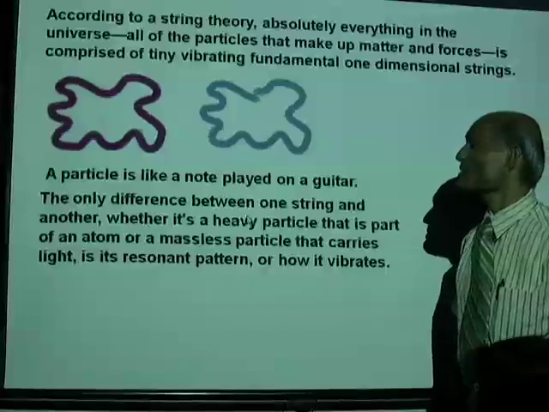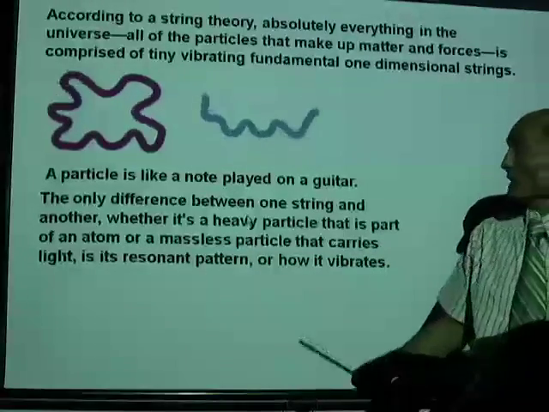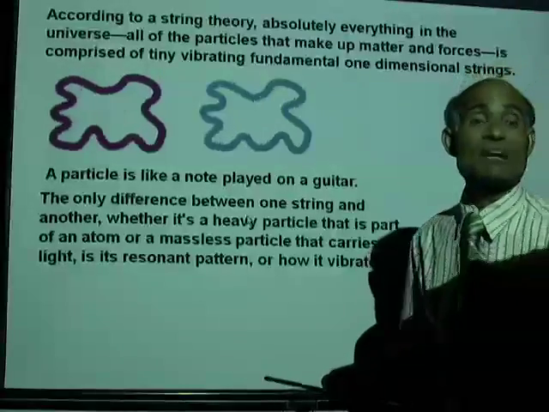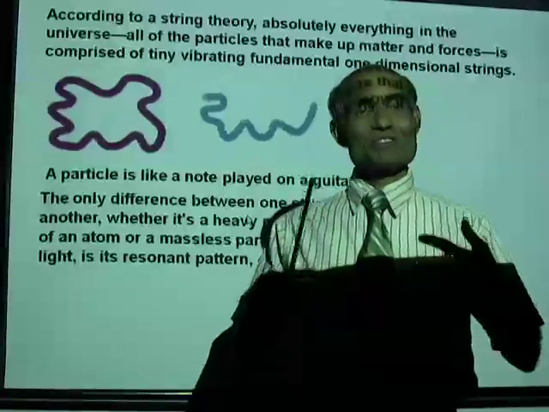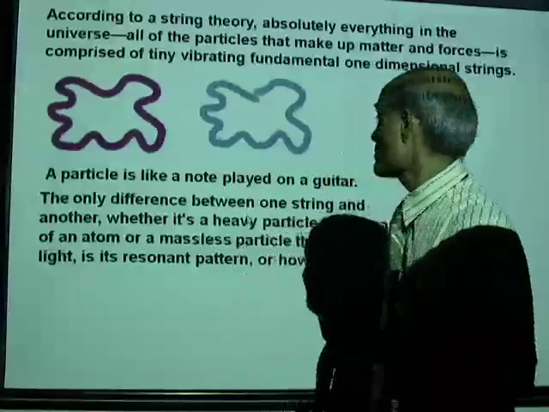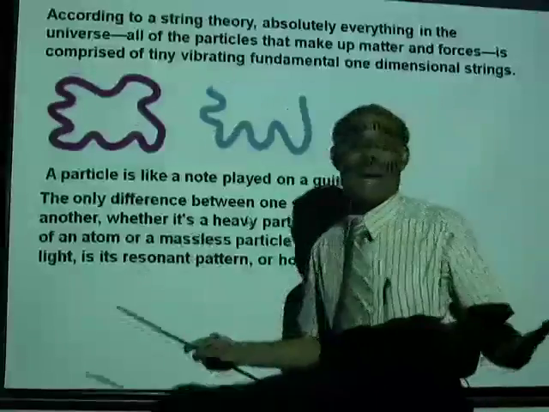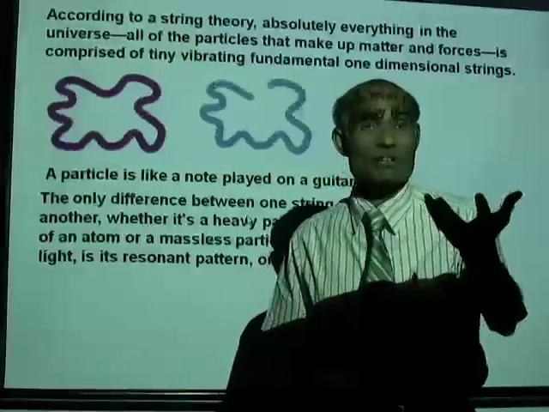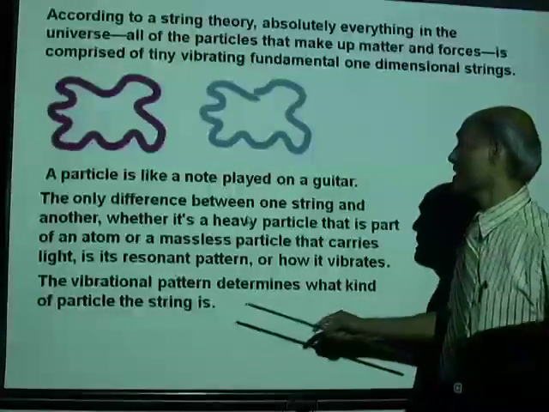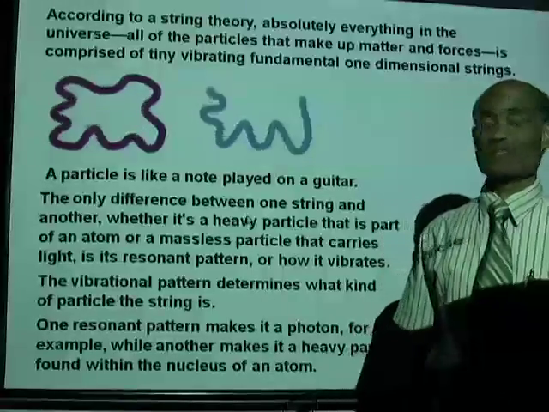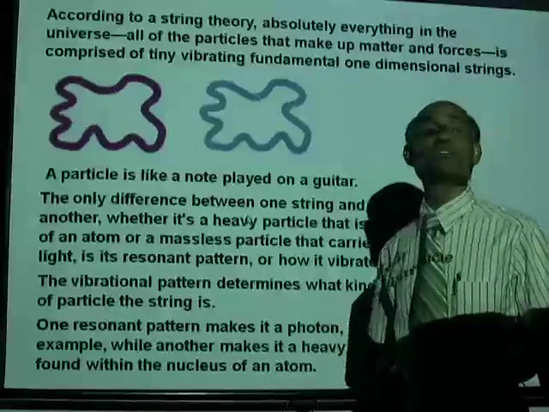The only difference between one string and another, whether it is a heavy particle that is part of an atom or a massless particle that carries light, is that its resonant patterns are different. What I showed you in the demonstration are the different resonant patterns of the string. So depending on the different resonant patterns, the string can represent either a heavy particle that is part of the atom or a particle that is massless, like a neutrino, or a light particle, photon, can be represented by a vibrating string. Now the vibrational pattern determines what kind of a particle the string represents. One resonant pattern makes it a photon, another makes it a heavy particle within the nucleus of the atom.